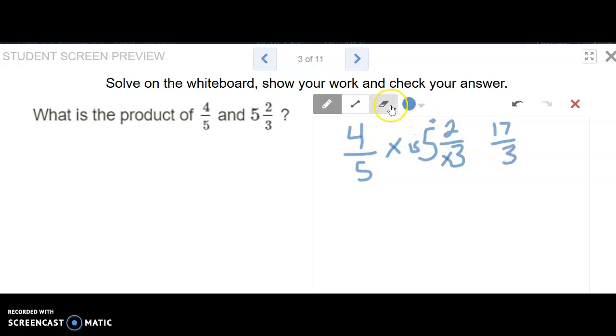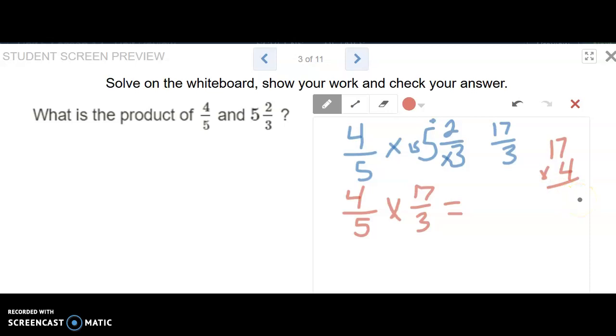Let me rewrite my problem. Now I have 4/5 times, whoop, that's a terrible times sign, 17 over 3. All right, I check across and I don't see anything I can simplify, so I'm going to multiply. All right, 4 times 17, and let me write that out because I cannot always do everything in my head.